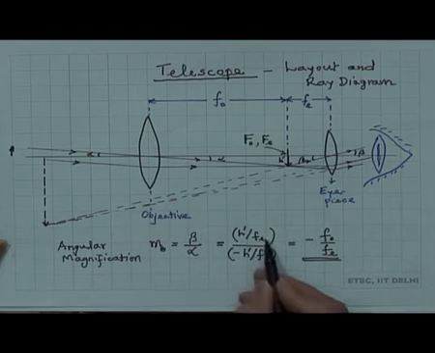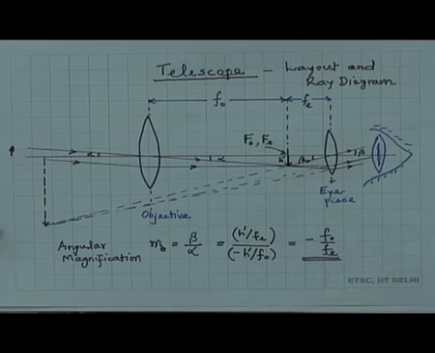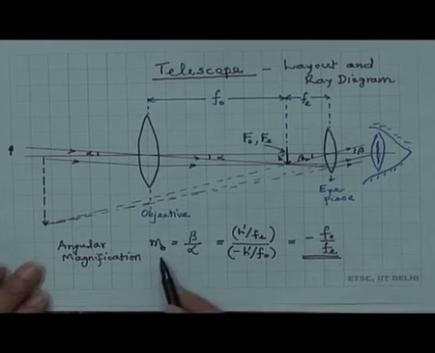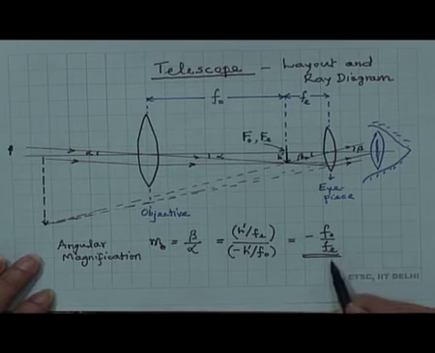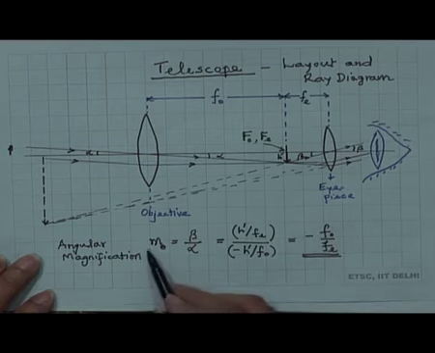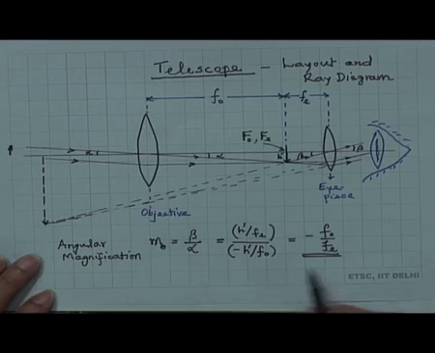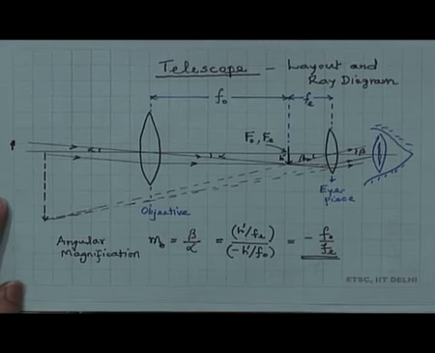Therefore, h' by f_e divided by this gives us minus f_o by f_e. Note that the angular magnification has the magnitude f_o by f_e. Therefore, the larger the focal length of the objective, the larger will be the angular magnification, and the smaller the focal length of the eyepiece, the larger will be the magnification.